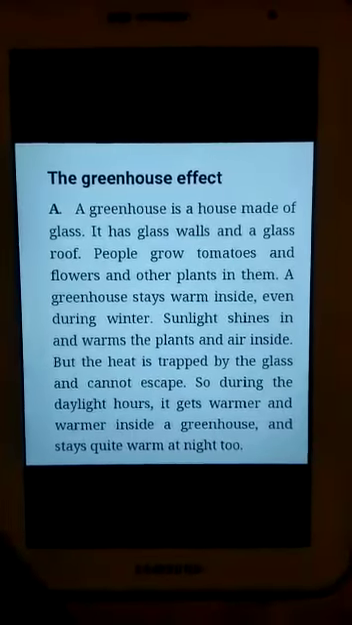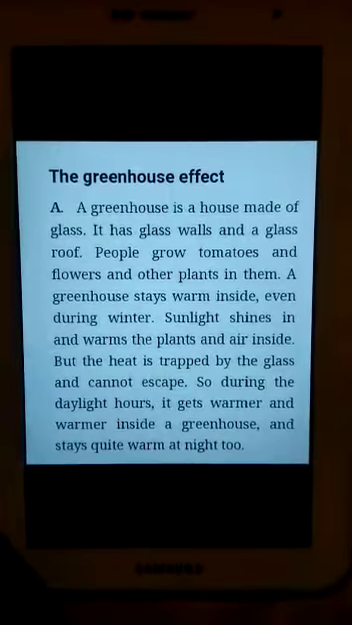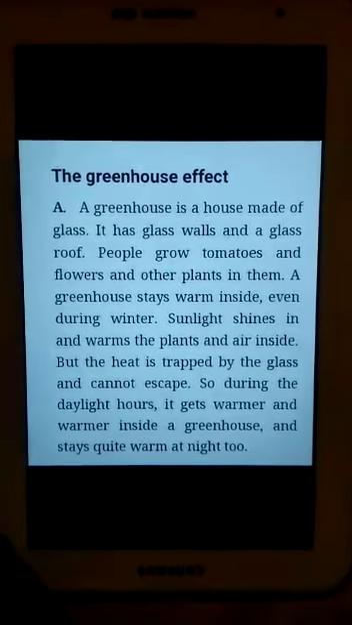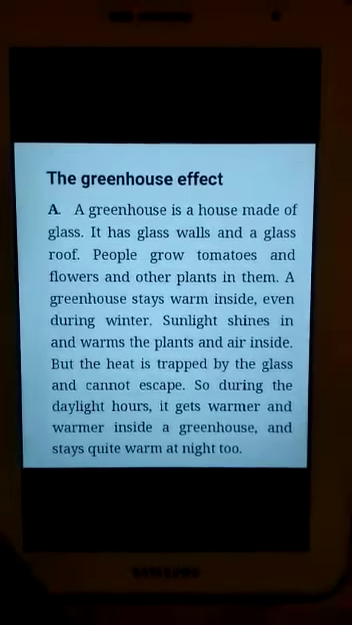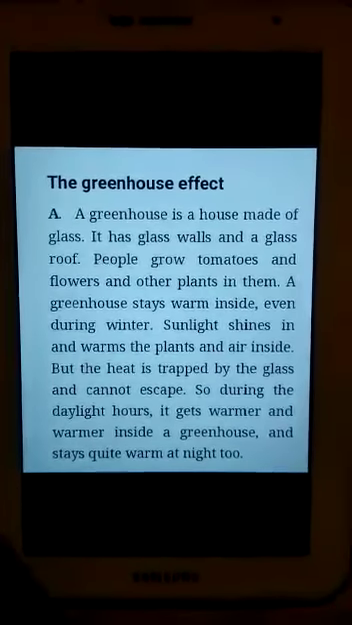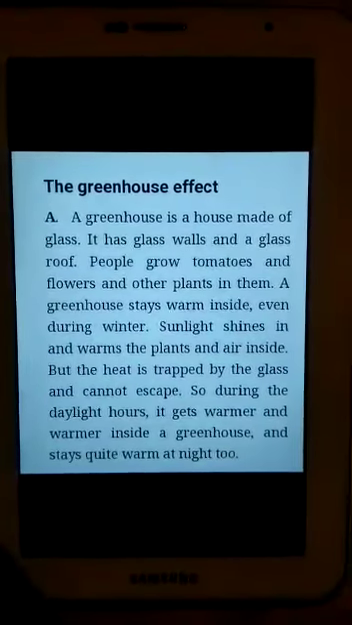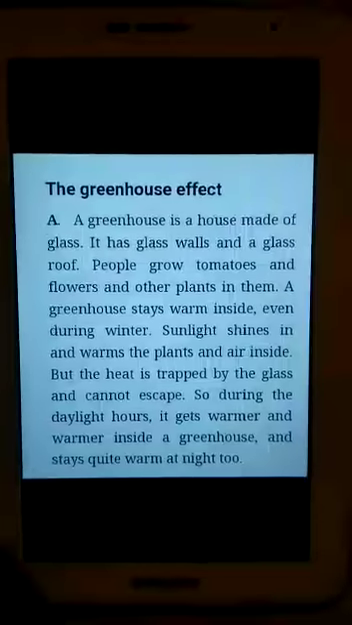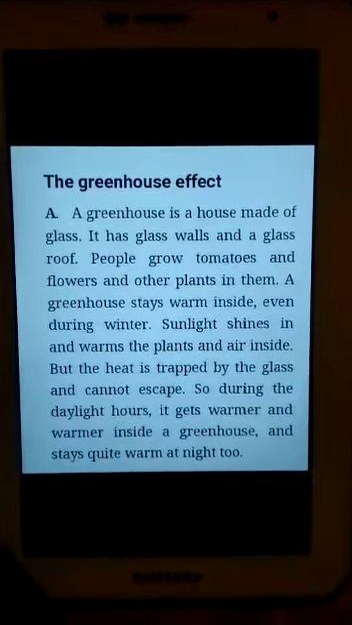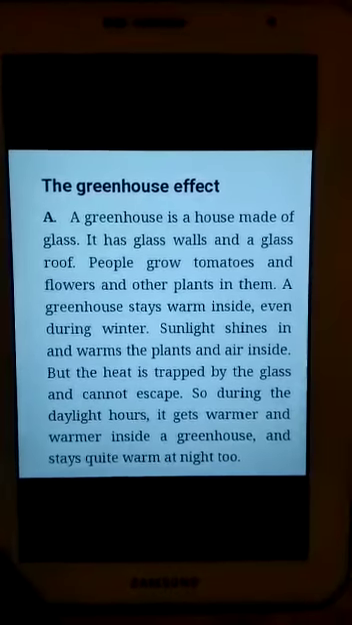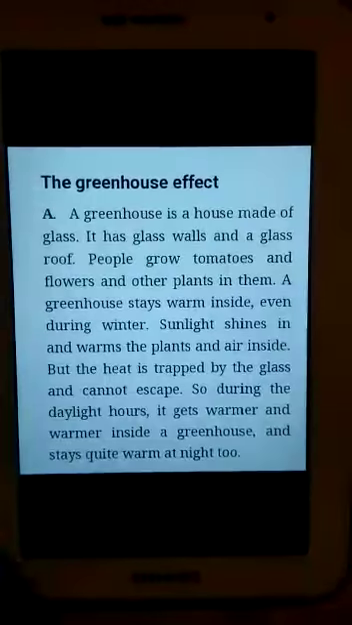Let's read the first paragraph. A greenhouse is a house made of glass. It has glass walls and a glass roof. People grow tomatoes and flowers and other plants in them. A greenhouse stays warm inside even during winter. Sunlight shines in and warms the plants and the air inside. But the heat is trapped by the glass and cannot escape. So during the daylight hours, it gets warmer and warmer inside a greenhouse and stays quite warm at night too.